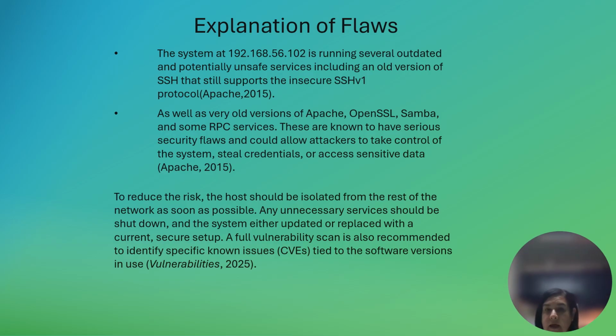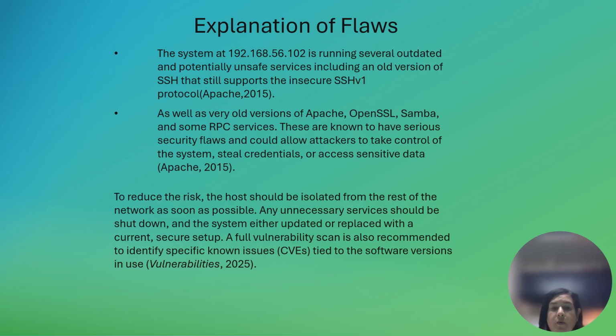In this next slide, it shows you the explanation of the flaws. One, the system at 192.168.56.102 is running several outdated and potentially unsafe services, including an old version of SSH that still supports the insecure SSH-v1 protocol, as well as very old versions of Apache, OpenSSL, Samba, and some RPC services. These are known to have serious security flaws and could allow attackers to take control of the system, steal credentials, or access sensitive data.